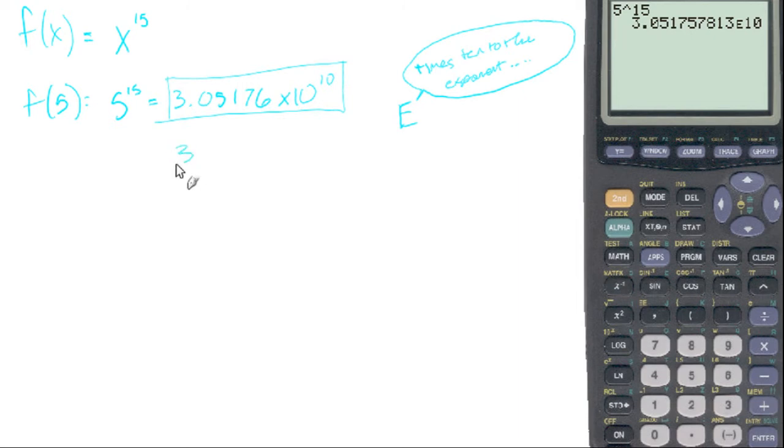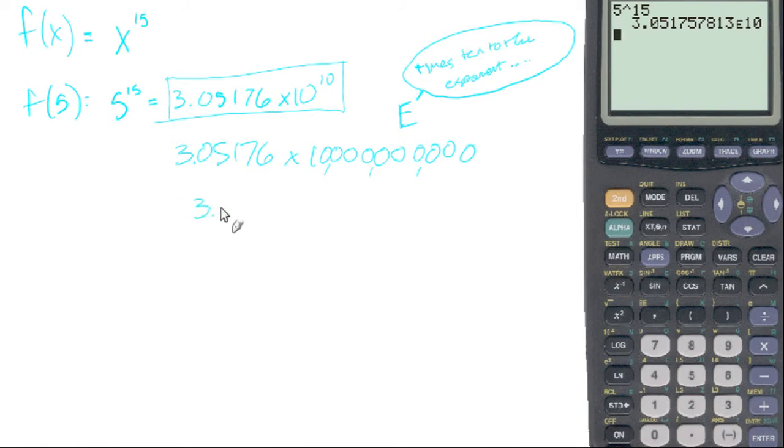What does that mean? Well, this is a shorter way of writing this, and this 10 to the 10th is a shorter way of writing this. When you raise 10 to whatever power, it's just 1 with that many zeros. So this number is 10 billion, and it's 3.05176, and you can keep going, times 10 billion. 10 billion has 10 zeros. What happens when you multiply a number by 1 with 10 zeros? You move the decimal place over 10 places.